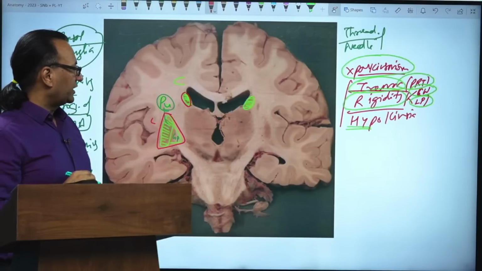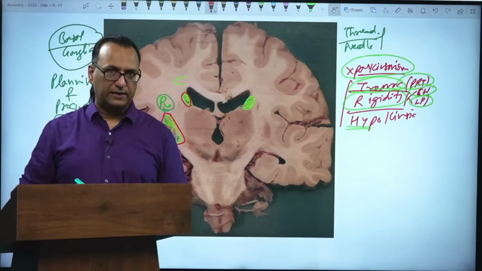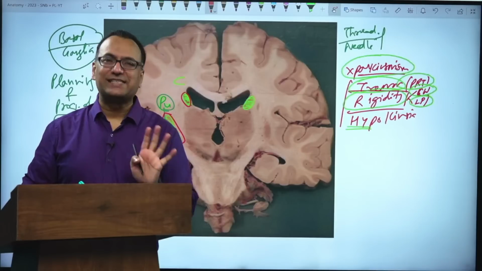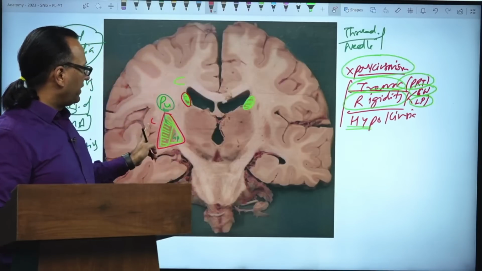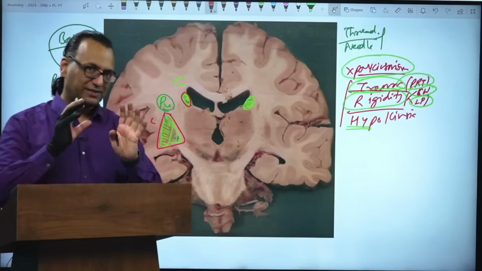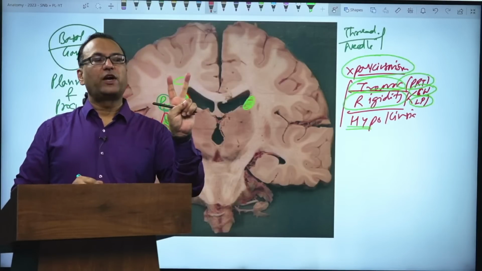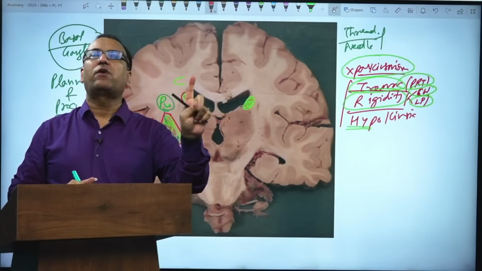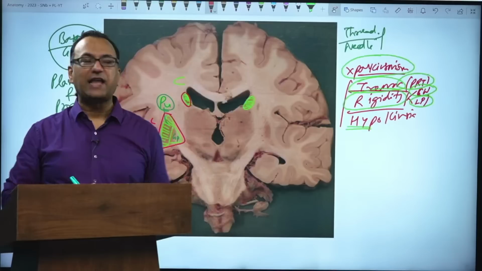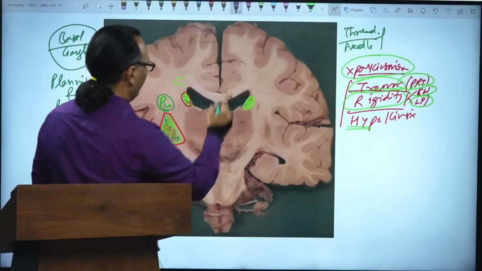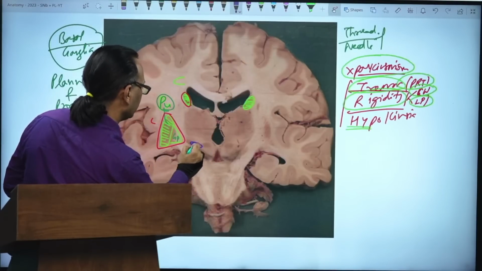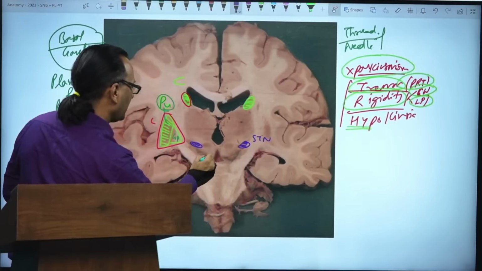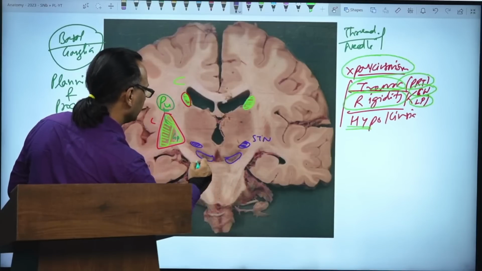Okay, so you have discussed the three structures. What are the two functional nuclei of basal ganglia? Functional means they are not part of the telencephalon. Caudate, putamen and globus pallidus are telencephalon, but there are two functional nuclei of basal ganglia which do not belong to the telencephalon. They belong to the diencephalon and mesencephalon. In the diencephalon, you will have the subthalamic nucleus, and in the mesencephalon you will have the substantia nigra.